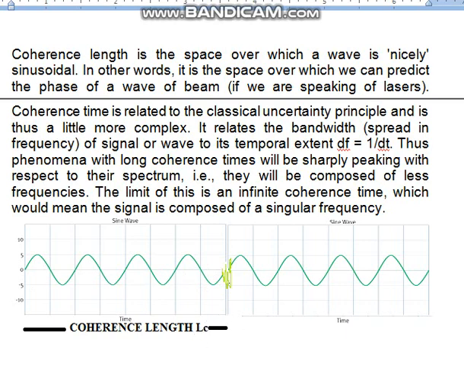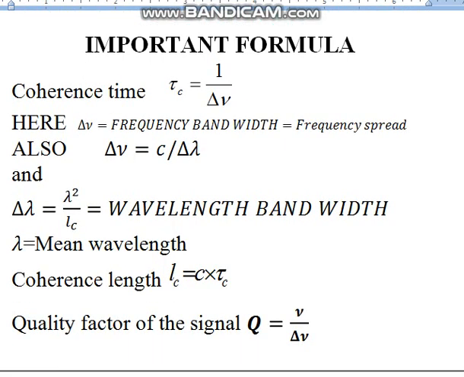Now let's discuss some important formulas used in the tutorial problems. The coherence time is given by 1 upon delta nu. Delta nu is known as the frequency bandwidth or frequency spread. You also know that nu is equal to c upon lambda. So delta nu is equal to c upon delta lambda, and delta lambda is known as the wavelength bandwidth, or simply bandwidth. Here lambda is the mean wavelength. The coherence length and coherence time are related with this formula.